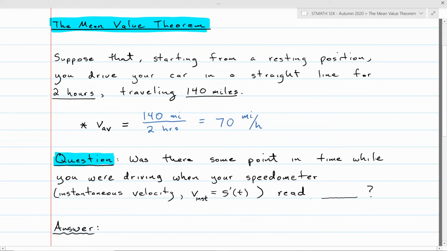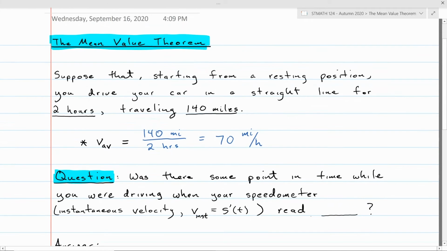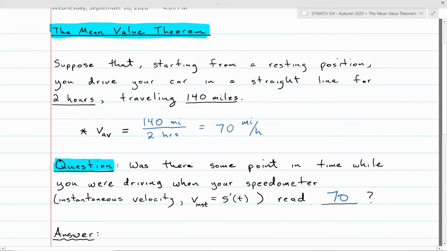Okay, but here's my question. Was there some point in time while you were driving when your speedometer, which you can think of as your instantaneous velocity or the derivative, read exactly 70 miles per hour? Well, let's think about that. Is it possible that you could have had an average speed of 70 miles per hour, yet somehow your speedometer never read 70 miles per hour?